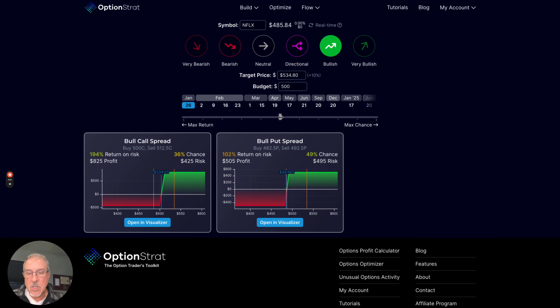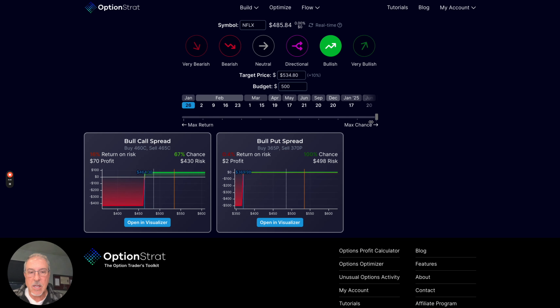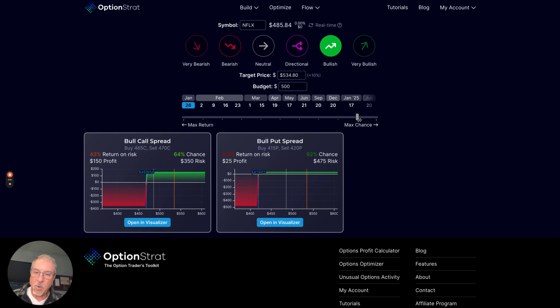And I would also say that I can slide this slider to maximum chance. In other words, if I want to make sure this thing makes a profit, and of course there's no making sure it makes a profit, but if I want a higher percent chance of profit, we can see that I can slide the slider to the right, and what it's doing is simply moving my spread down in price.